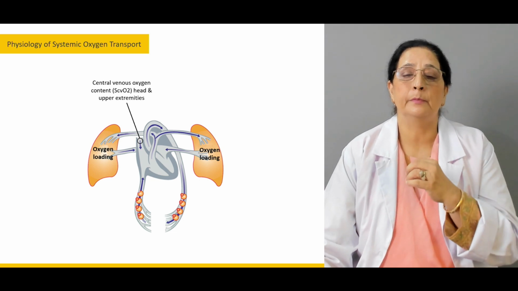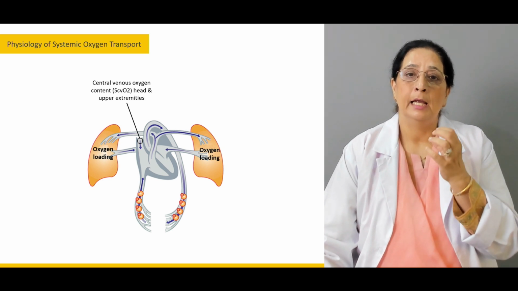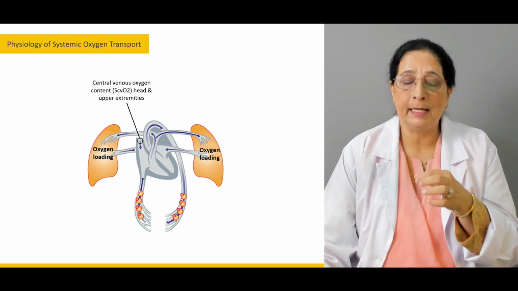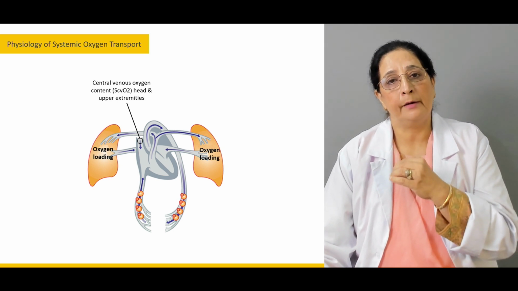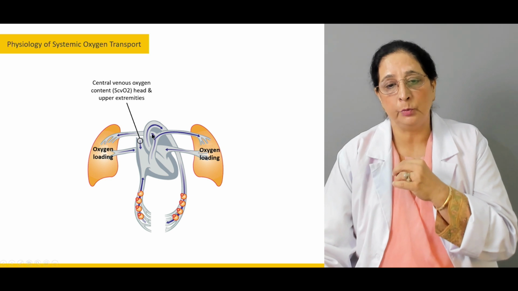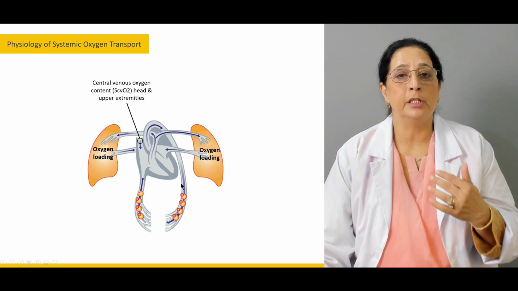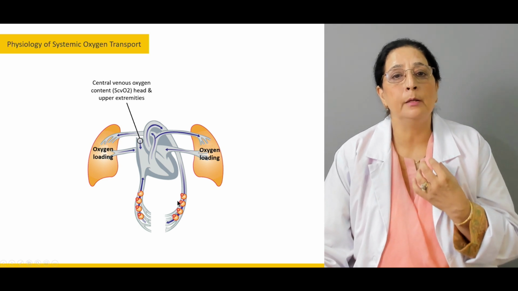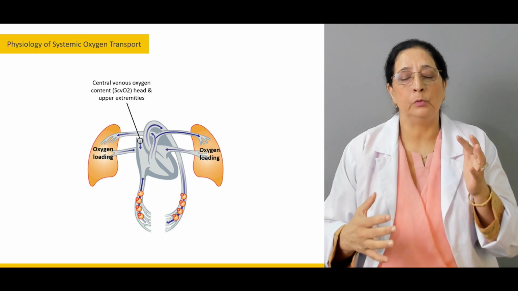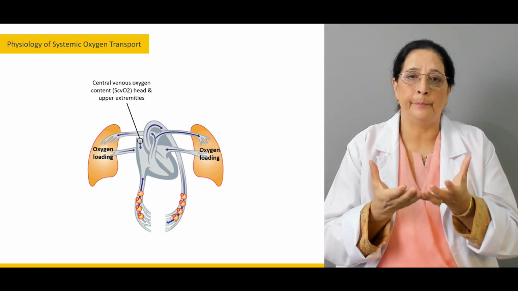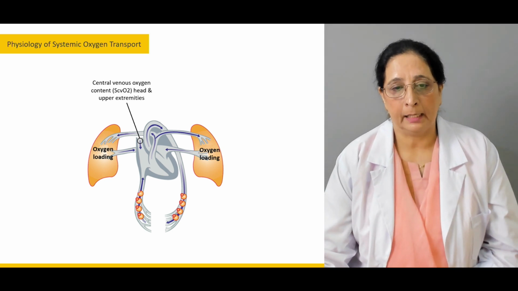Oxygenated blood comes back to the left side of the heart through the pulmonary vein, and then it goes to the left ventricle and then to the aorta, and from the aorta blood is distributed to different parts of the body, and then again the blood comes back to the heart. So this is a very brief description of how the blood flows through the heart.